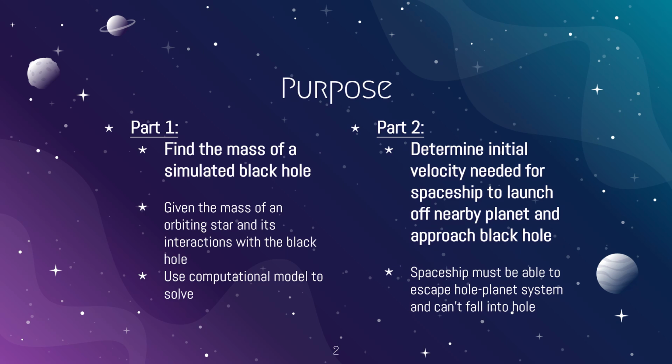The purpose of this lab is first to find the mass of a simulated black hole given the mass of an orbiting star and using the interactions that it has with the black hole. And then we use a GlowScript computational model to solve for the mass. The second part of this lab involves determining the initial velocity needed for a spaceship to launch off of a nearby planet. And the spaceship has to be able to approach the black hole and escape the black hole planet system without falling into the black hole.